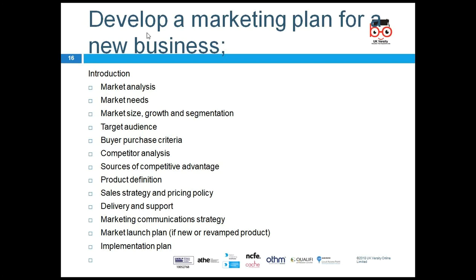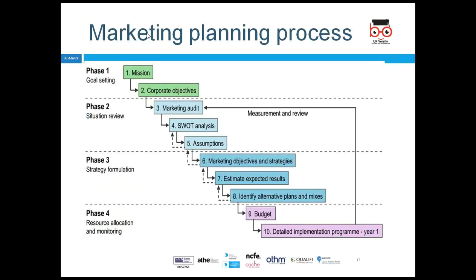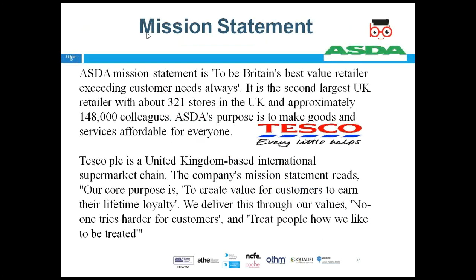Sales strategy and pricing policy, how we deliver and support, marketing communication strategies, market launch plan and implementation plan. So when we're making any marketing plan, we always need to look at the mission. We need to look at the corporate objectives of the organization. We need to do the marketing audit. We need to do SWOT analysis, assumptions, marketing objectives and strategies, estimate expected results, identify alternative plans and mixes. These are the steps in the marketing planning process which we can go through.